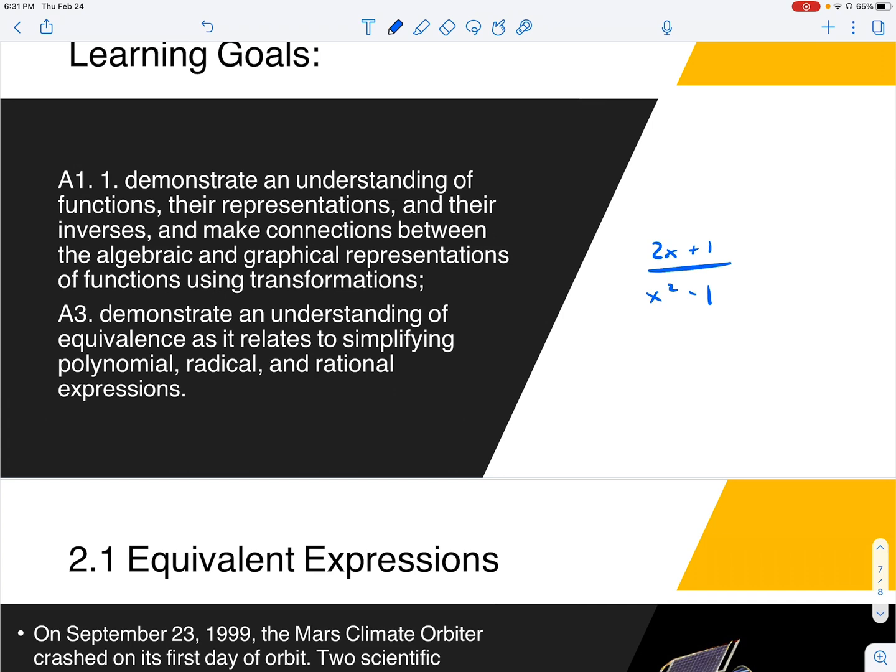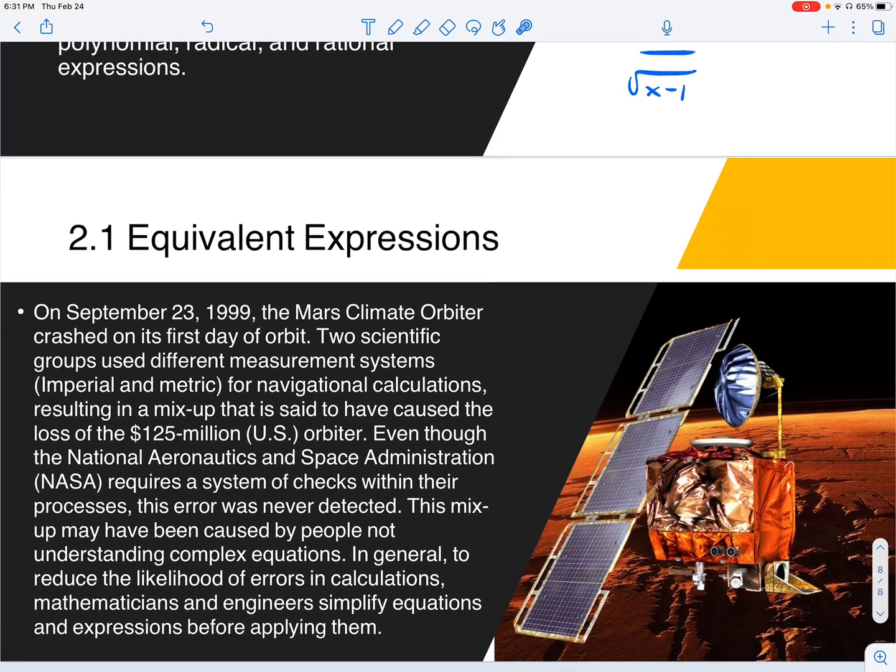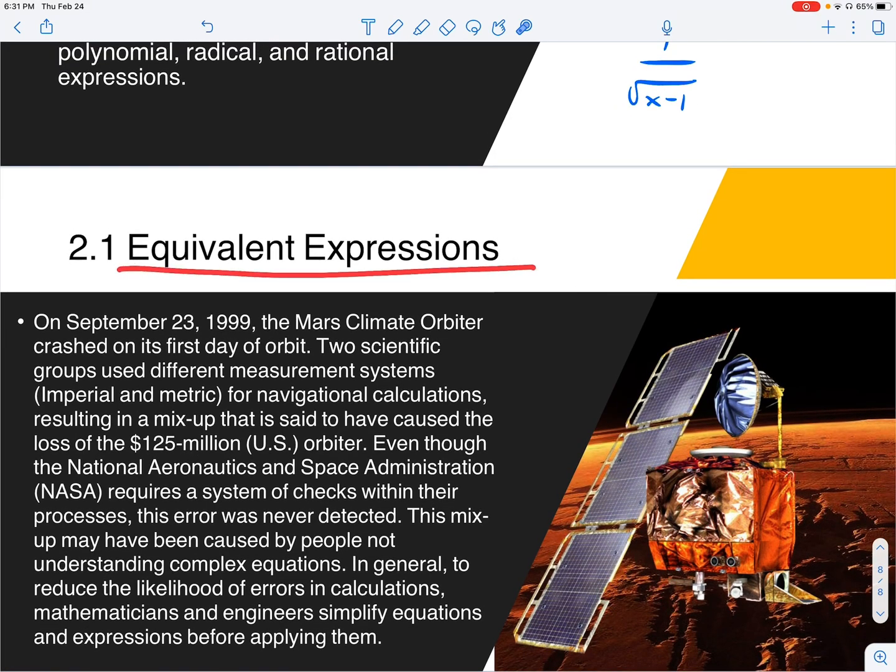Okay. Also, we could have something like 1 over square root x minus 1. That's also a rational expression. So our variable doesn't need to be in the top as well. It just needs to be at least in the denominator for it to be considered a rational expression. Okay, so today we're going to focus on equivalent expressions.